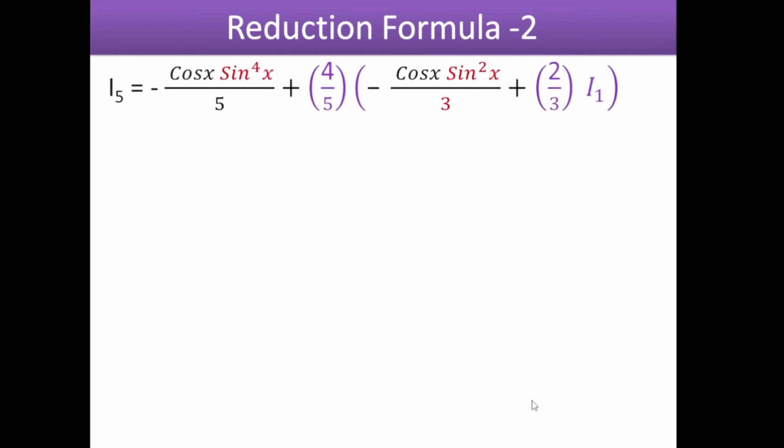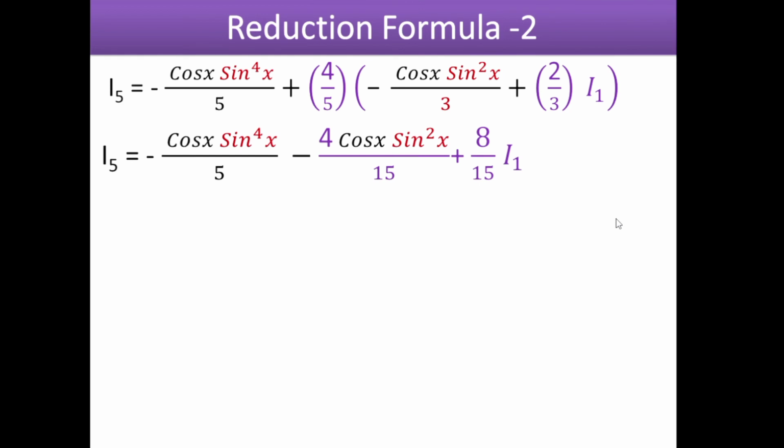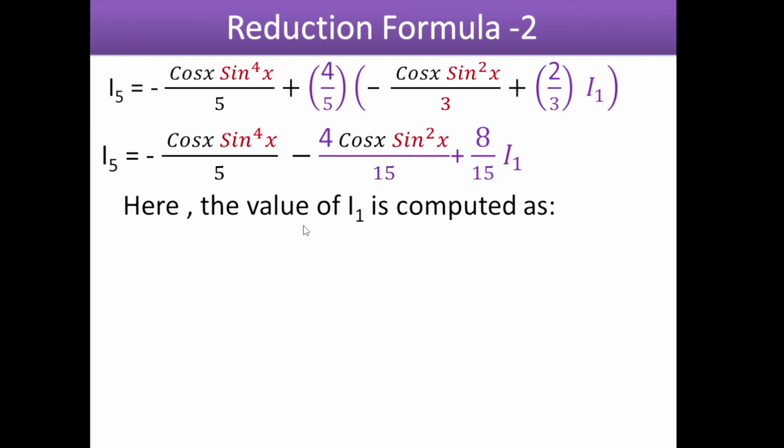Similarly, for I1, if we apply the reduction formula, it becomes I minus 1. So we need to stop applying the reduction formula, since the reduction formula is applicable to positive numbers. So the value of I1 is computed directly: I1 is the integral of sine to the power 1 x dx, that is sine x, and the integration of sine x is minus cos x.